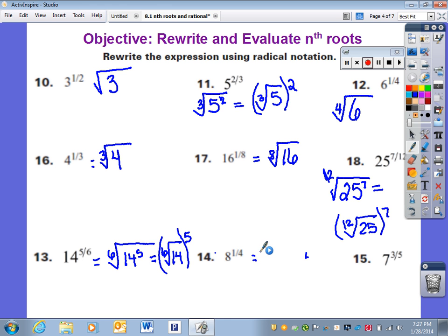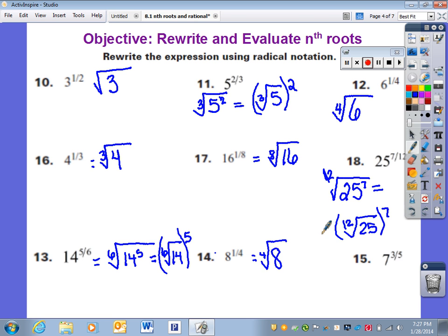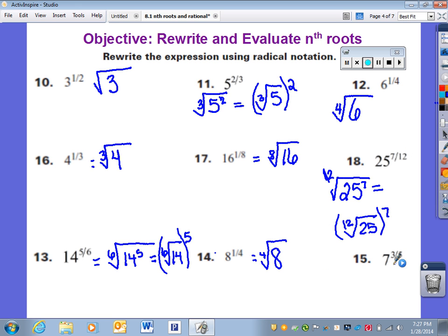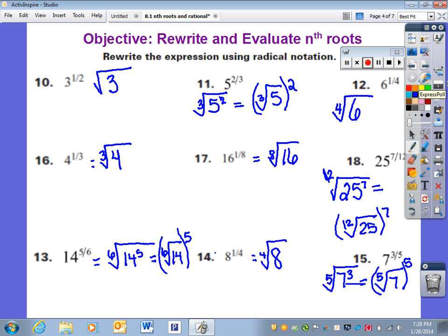We have 8 to the 1/4 power. The 4 is our root, and then we have 8 as our base to the first power, and we don't need to write that. Our last example on this page, we have 7 to the 3/5 power. So our denominator is our root, so that's going to be the 5th root of 7 to the 3rd power. We can also write that as the 5th root of 7, and then take that to the 3rd power. So let's take a look at a couple more examples.